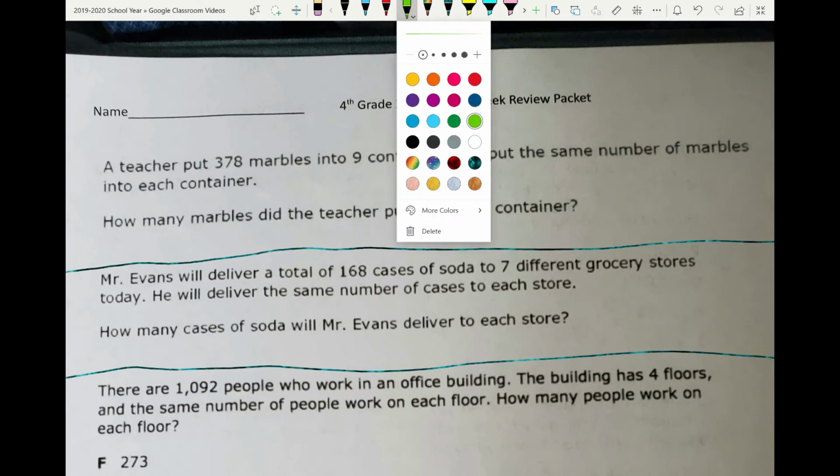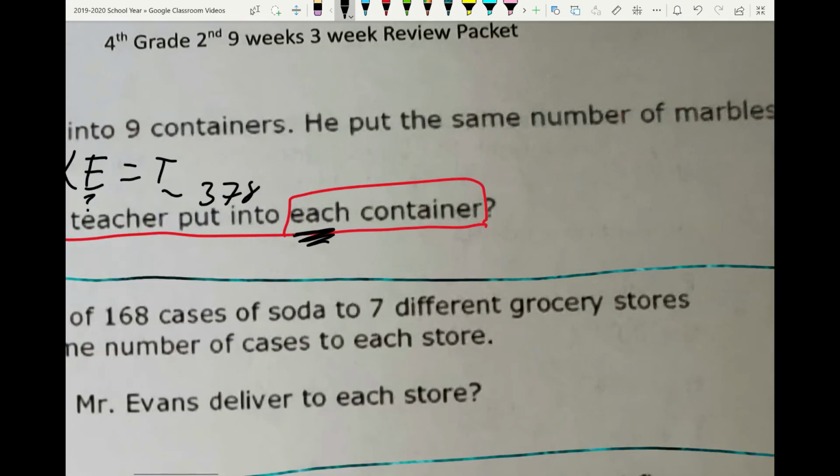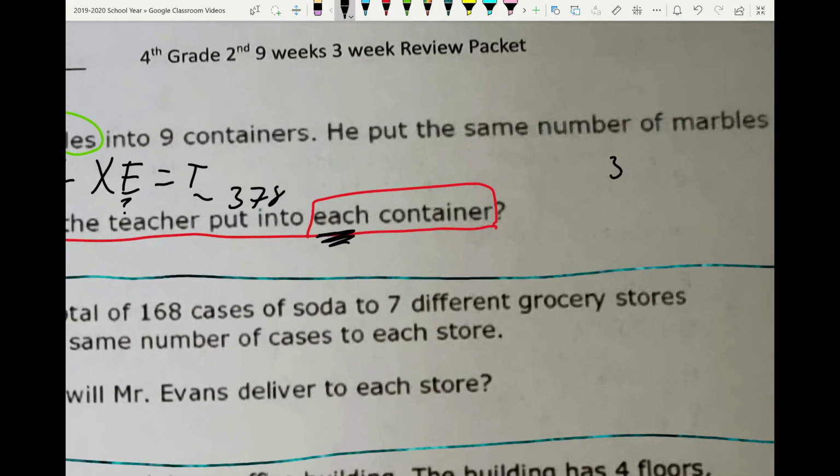What do I know? I know that there's 378 marbles in 9 containers. My question is, how many marbles did the teacher put into each container? Okay. If I do my G times my E equals T, I know the total is 378, and I know there are groups of 9, but I don't know my E, and they want to find out the E. So if I have my G and my T, then that means I'm going to be doing what? Dividing.